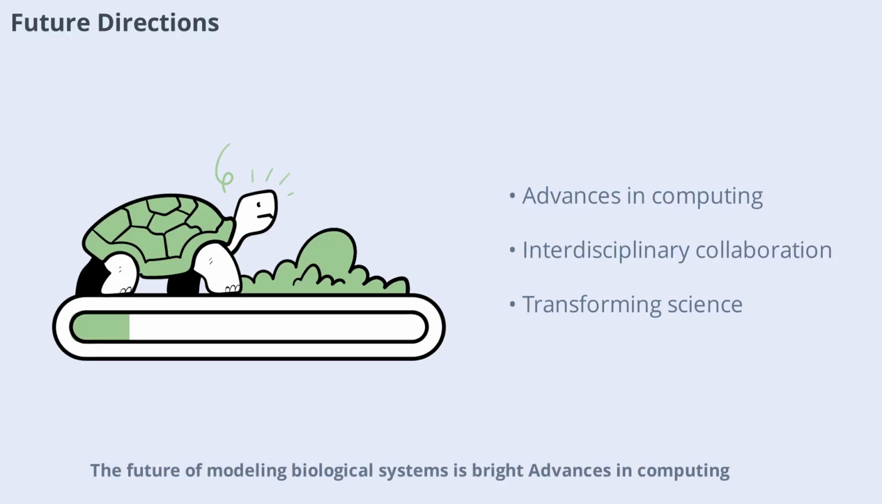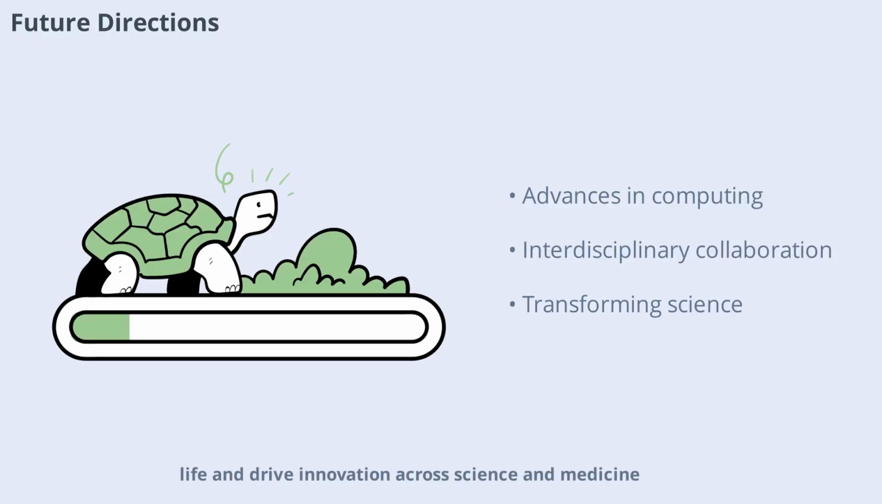The future of modeling biological systems is bright. Advances in computing, data collection, and artificial intelligence are enabling more detailed and accurate models. Interdisciplinary collaboration is bringing together experts from biology, mathematics, engineering, and computer science. As models become more powerful, they will continue to transform our understanding of life and drive innovation across science and medicine.